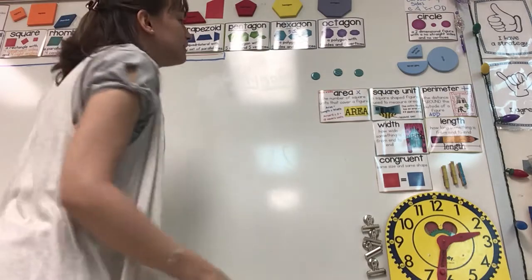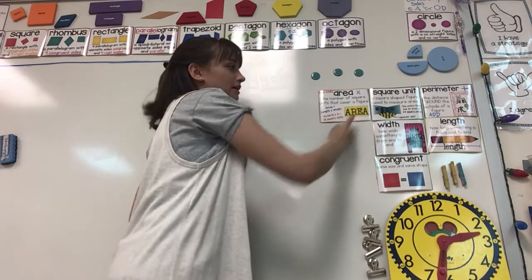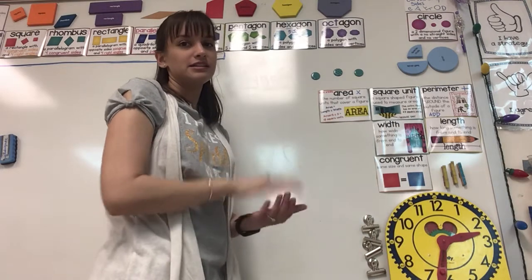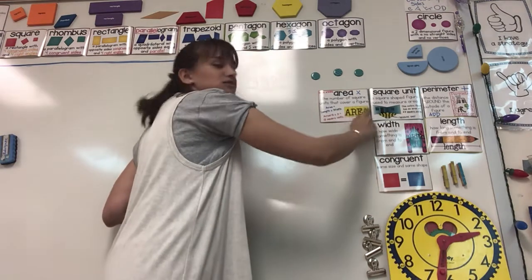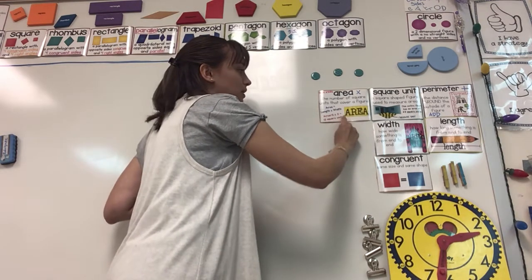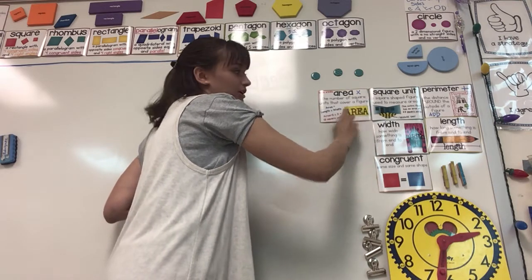So moving on, area: use side times side. Side times side equals area. I don't need to side times side times side times side. This is just like a multiplication chart. You do one side times the other side. It's the inside of the shape.